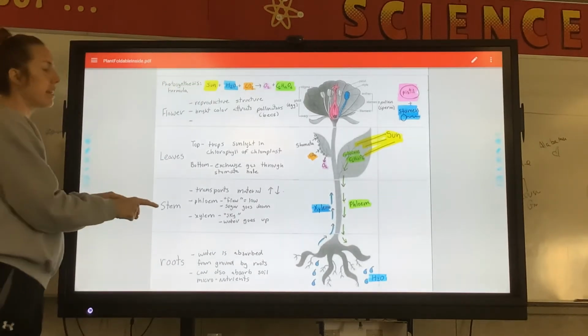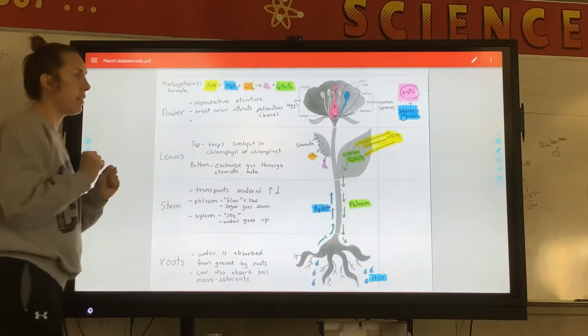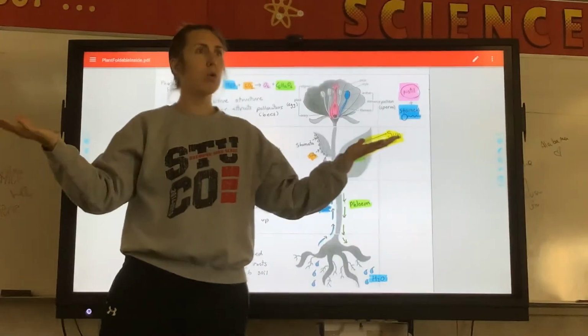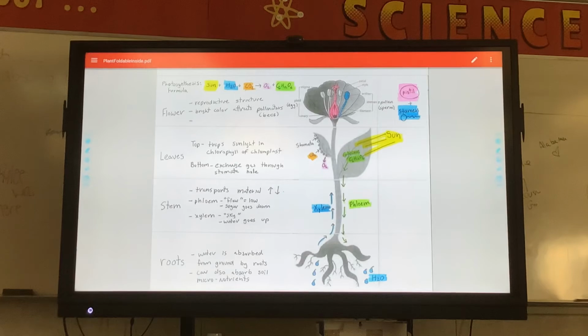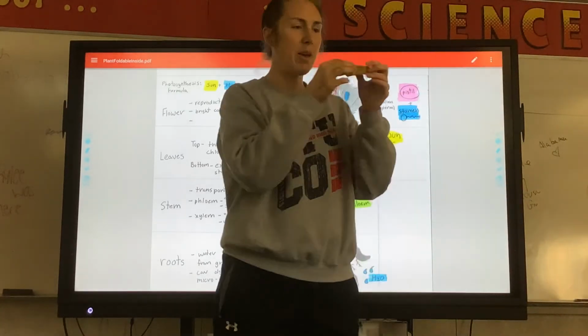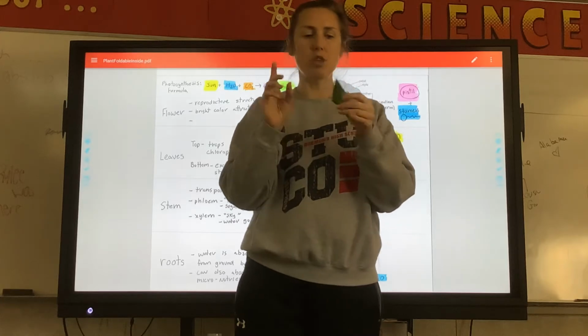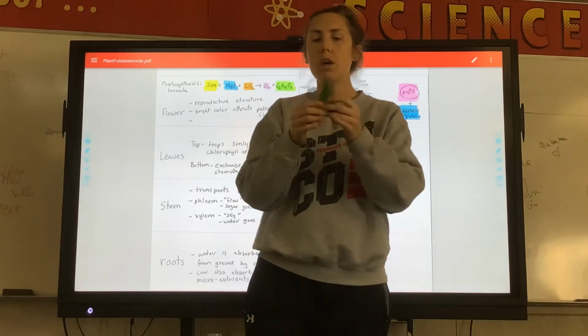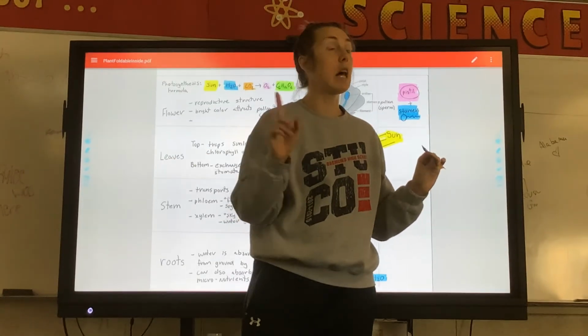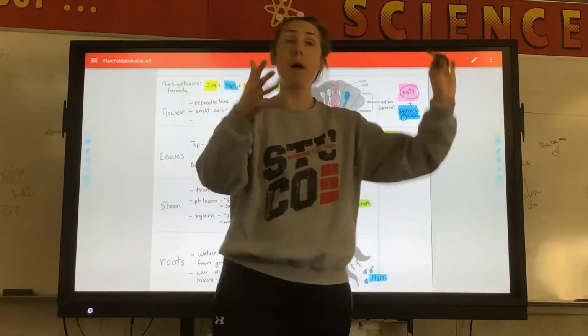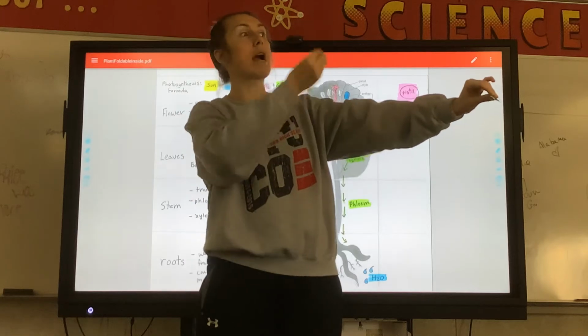Okay, next thing I want to do is jump up here to the leaves. Why are leaves so cool? I stole this from Miss Rose in the library, okay? And I'm going to tell you this really cool thing we're going to do tomorrow. So the top of a leaf is always shiny and waxy, and a lot of times it's darker in color than the bottom of the leaf. That's to attract the sun more.